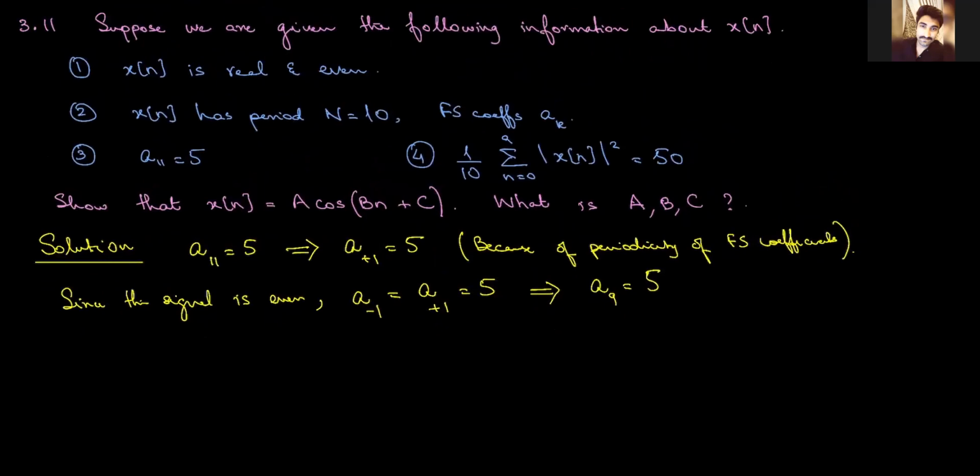Now, do I have enough information? How many Fourier series coefficients do I actually need? I need A0 through A9, right? So I need several of them. But this constraint 4 actually tells me that all of the other coefficients must be 0. How's that?